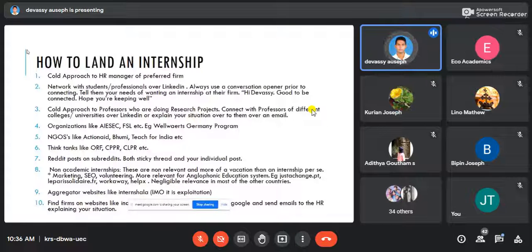Now, similarly, NGOs like ActionAid, Bhumi, Teach for India, those are NGOs where you can work. Similarly, email think tanks like ORF, CPPR, CLPR if you want to work. ORF is Observer Research Foundation. To get an internship in Observer Research Foundation, it's quite difficult. I wouldn't advise that. But CPPR, CLPR, Janagraha, it's quite easy. Just email them and tell them you want to work with them. It will be okay.